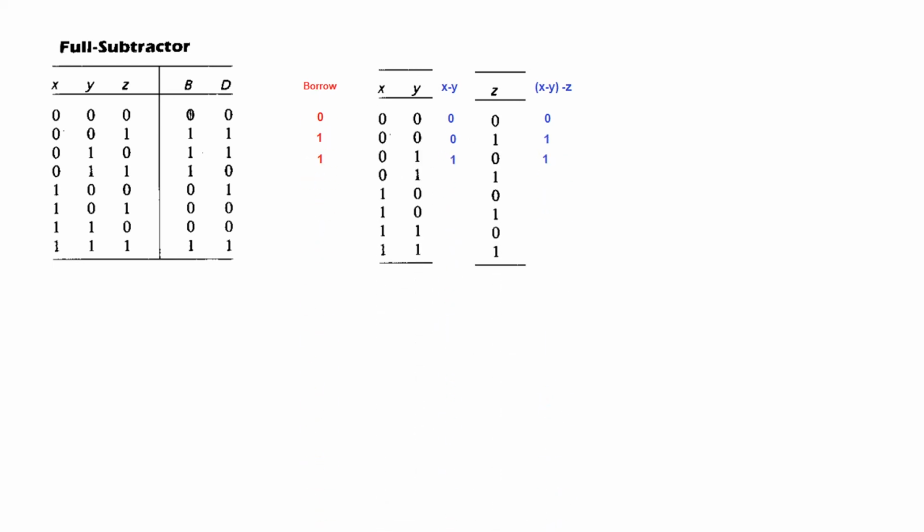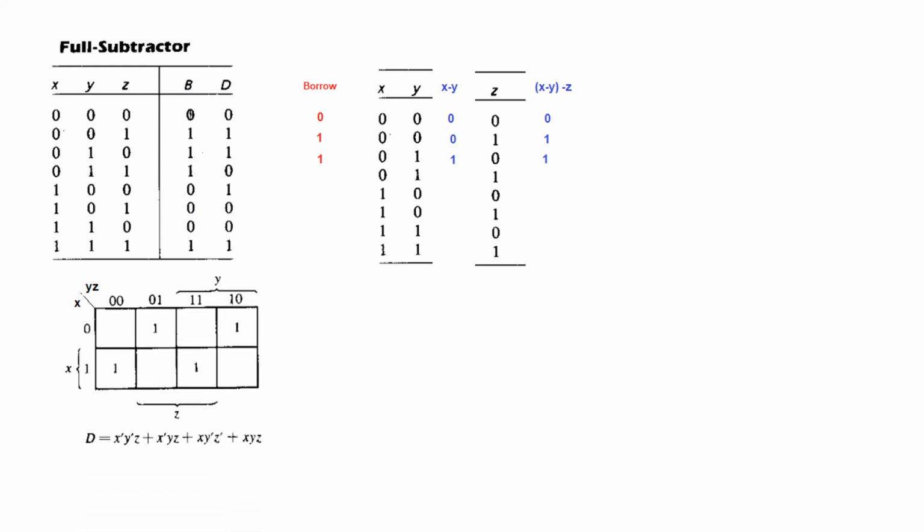And let's see one more, the third one, this one. Now we are borrowing from here because y cannot be subtracted from 0. So straight away we need to borrow. We raise this flag to be 1, and so this will be 2. 2 minus 1 is 1. Now from 1 we can subtract 0, the answer will be 0. So this is how we proceed for the full subtractor. This is our answer D, difference, and this is for B, the borrow flag.